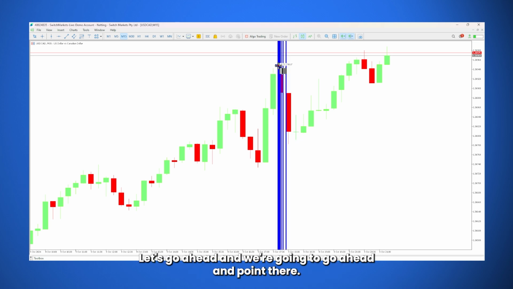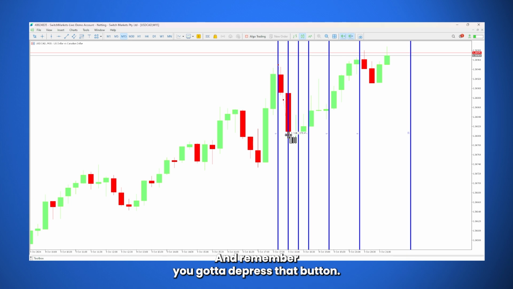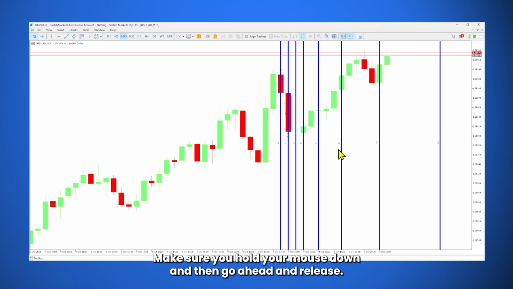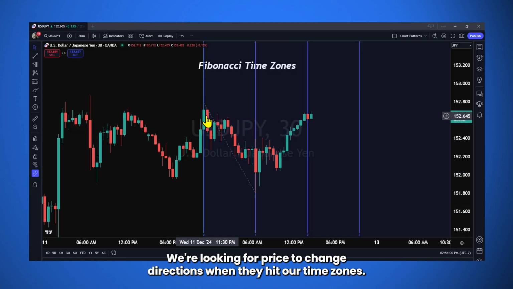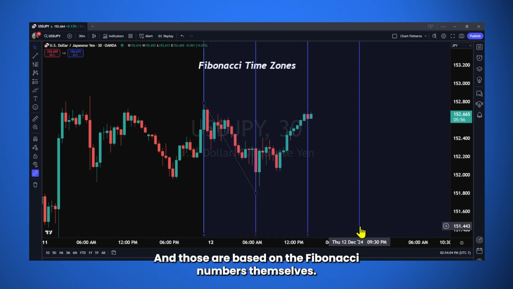Let's go ahead and point there, and remember, you've got to depress that button. Make sure you hold your mouse down, and then go ahead and release, and there's your time zone. So remember, time zones are a reversal type of indicator. We're looking for price to change directions when they hit our time zones, and those are based on the Fibonacci numbers themselves. Okay, it's time to trade.